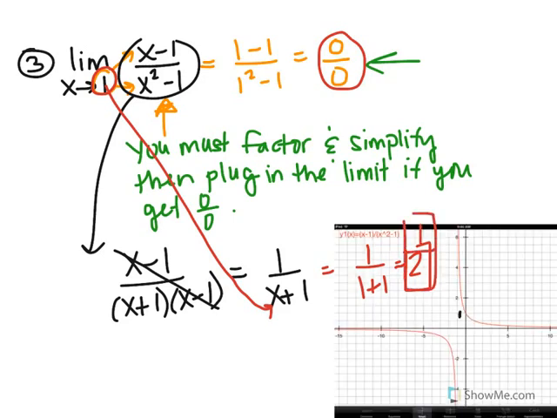As x approaches 1, here's 1 right here. As x approaches 1, it looks like our graph is approaching 1/2 from each direction. So from each direction as it approaches 1, it's 1/2. So there I know that I got it correct.